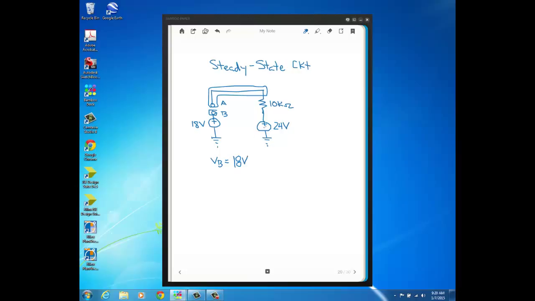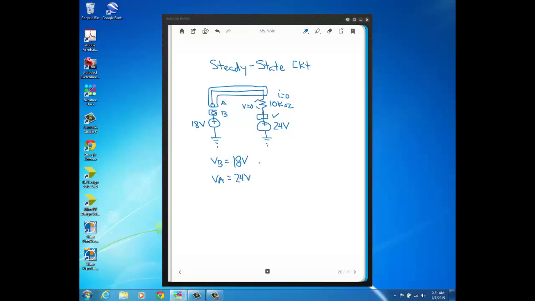So that's VB. Now we know this node here has 24 volts, and then in between this node and node A is this 10K ohm resistor, but because the current is 0, since we don't have a complete path, the voltage across this 10K ohm resistor is 0. And anytime you have 0 volts across something, just like when you have 0 volts across a short, it means the voltage is the same on both sides. So VA is just going to be 24 volts.